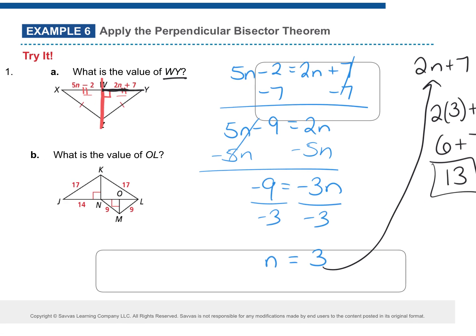Does anyone want to explain B? Again, what is the one thing you know right now in this section? What's the theorem you know? Perpendicular bisector. Do you see one right here? That means it splits this in half. So if this side's 14, what's this side? Also 14. So this whole length right here is 14. We want to know what this length right here is.